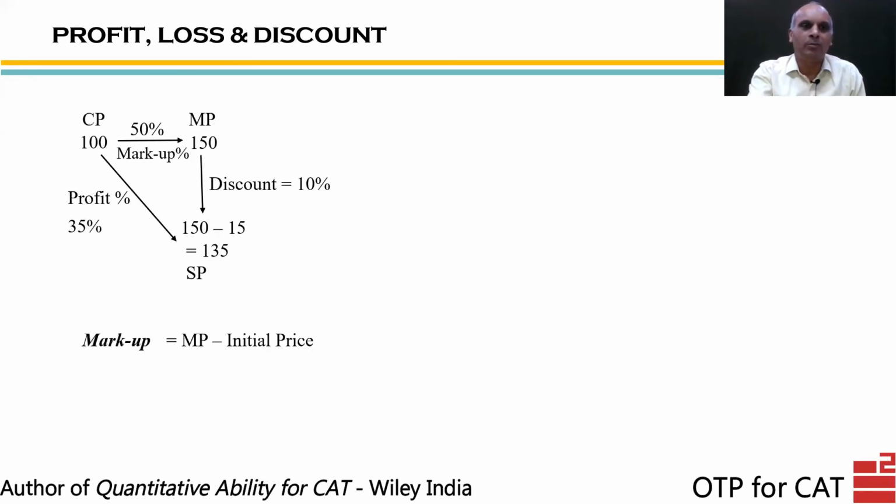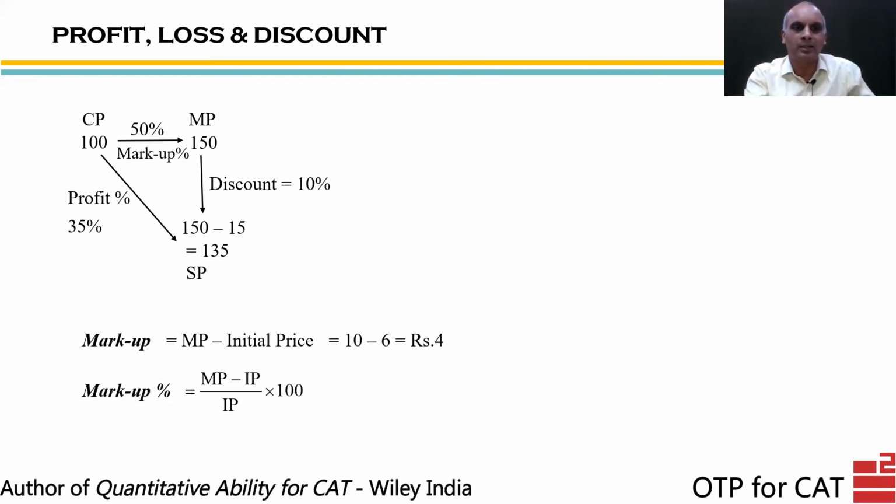So the formula for markup is nothing but mark price minus initial price. In the case of the pencil, the mark price was 10 rupees and the initial price, meaning cost price, was 6 rupees. So my markup in the case of the pencil was 4 rupees. And markup percent is mark price minus initial price, divided by initial price, into 100.